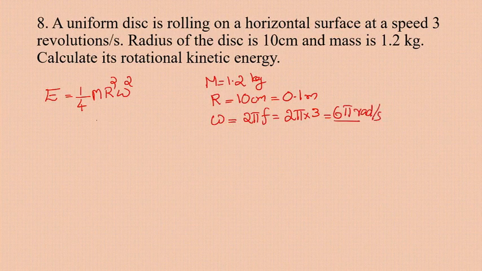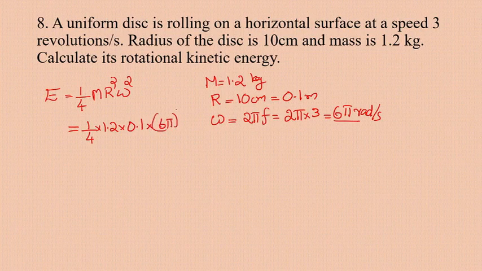Okay, now we have all the values. Let us substitute 1 by 4 into 1.2 into 0.1 square into 6 pi whole square. Now you can do the calculation. So the answer is 1.06 joule.